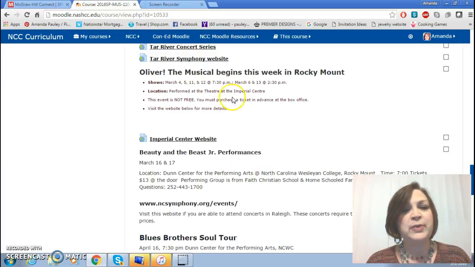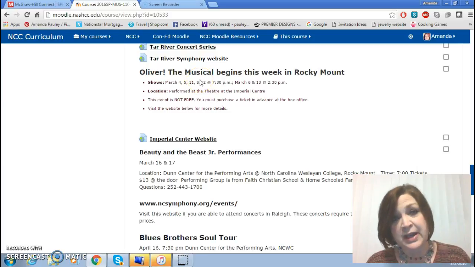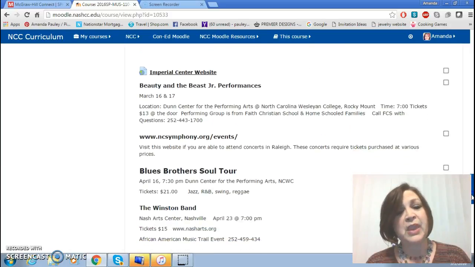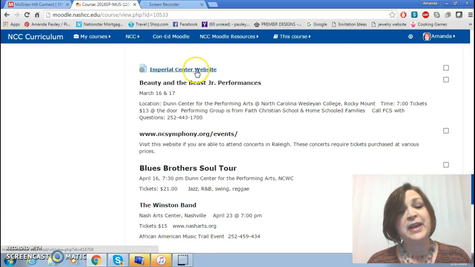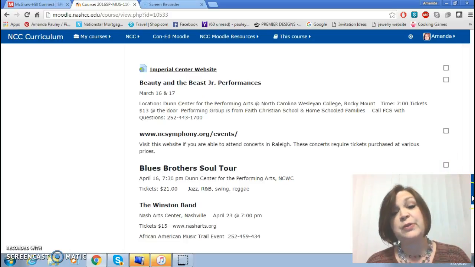And so Oliver begins this weekend. You see its dates here. Make note of them if that's something you're interested in. Read the concert credit guide so you know what to do before you get there. And then there's the Imperial Center website. And then Beauty and the Beast is in 2 weeks, starts 2 weeks from tonight.